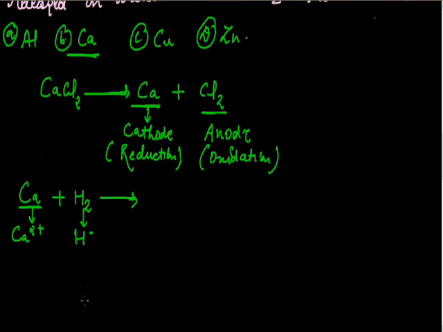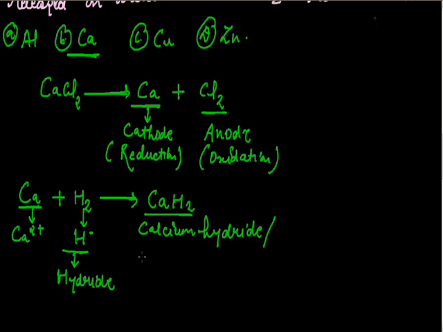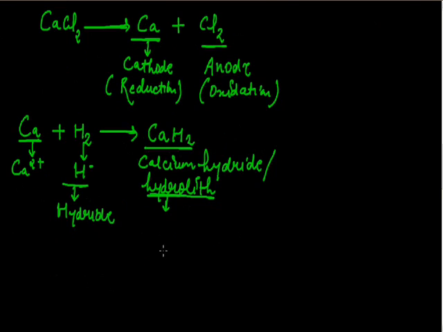This H negative state of the hydrogen is termed as what? Hydride. So they both combine to form CaH2. Its chemical name is calcium hydride and its common name is hydrolith. Why is it known as hydrolith? Hydro means related to hydrogen. Lith means lithosphere, that is atmosphere. So it is considered a source of hydrogen.